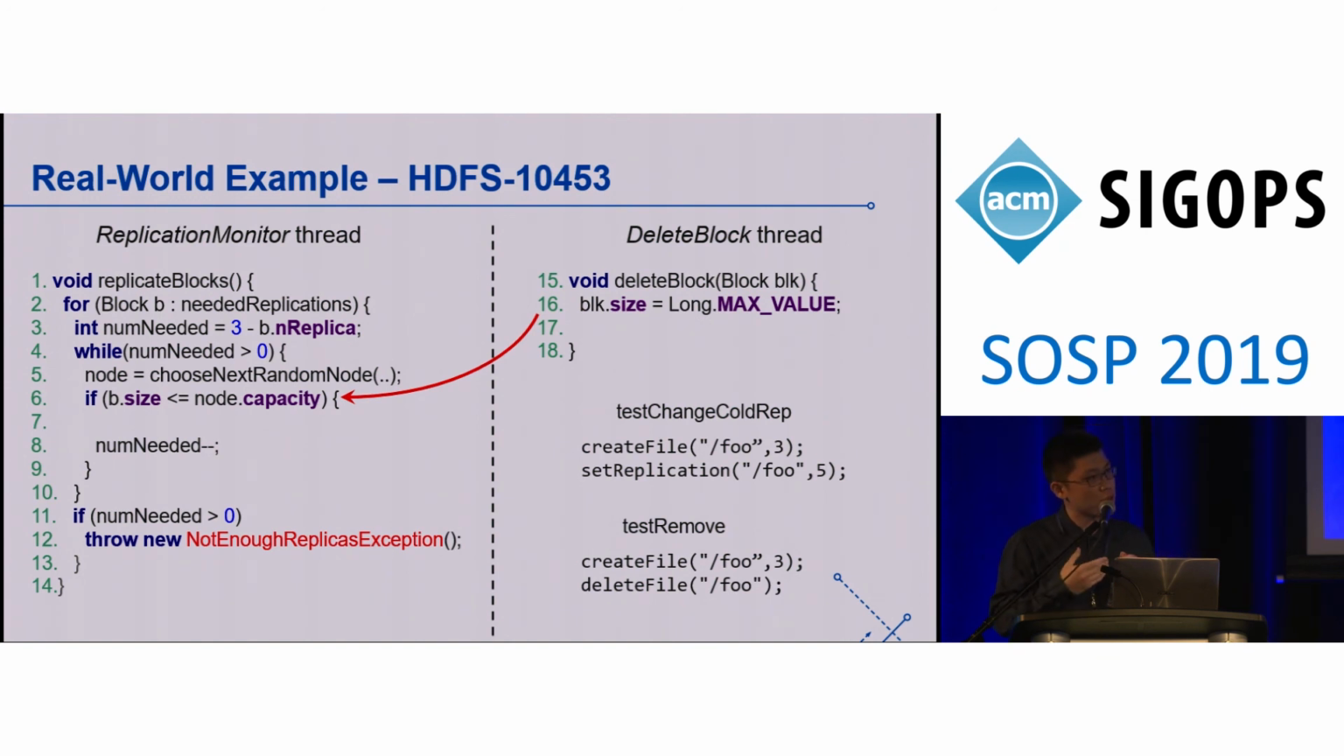So yeah, just to make sure that I understand the question. You're saying that it's possible that in this replication monitor thread, there are multiple places that check the size of the block, and they are all relevant to the failure symptom. Yes.